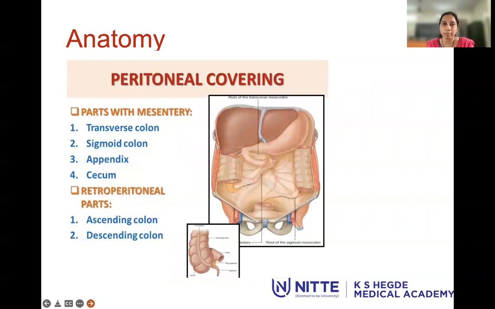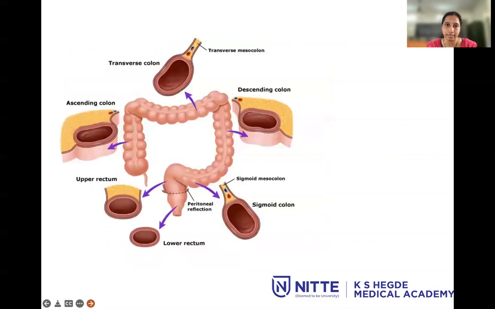So the abdomen is covered by peritoneum. Those organs which are inside the peritoneum are called intraperitoneal, and those outside the peritoneum are called retroperitoneal or extraperitoneal. Parts of the colon which are intraperitoneal are transverse colon, sigmoid colon, cecum, and also appendix. The parts which are retroperitoneal are ascending colon and descending colon.